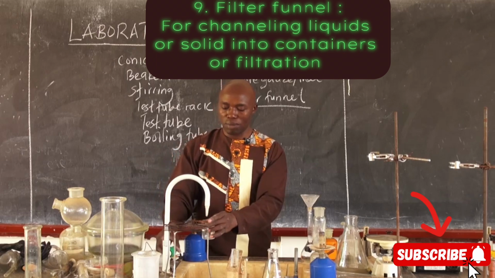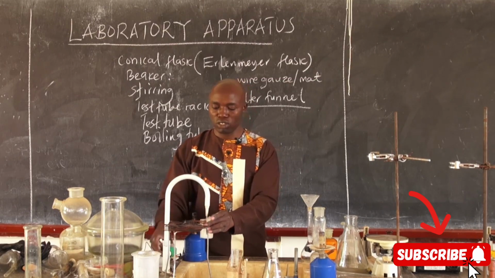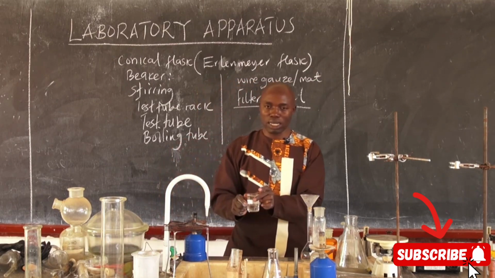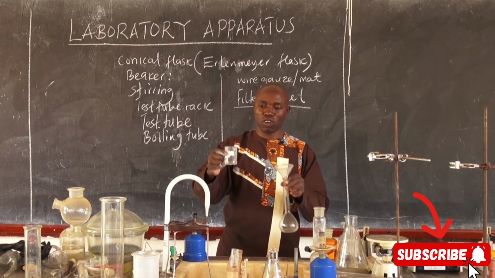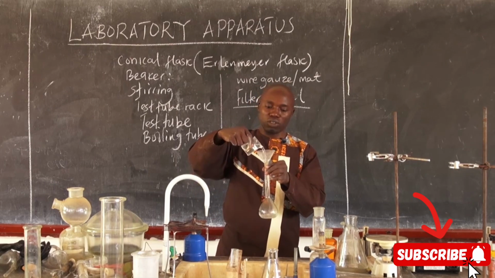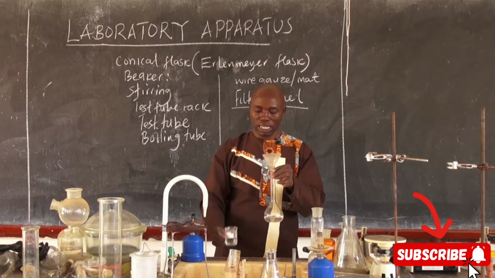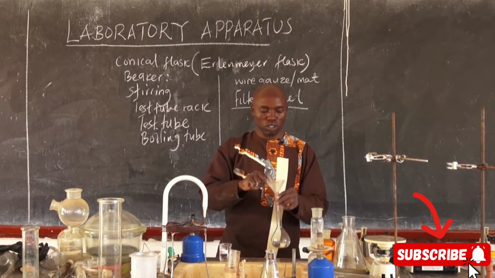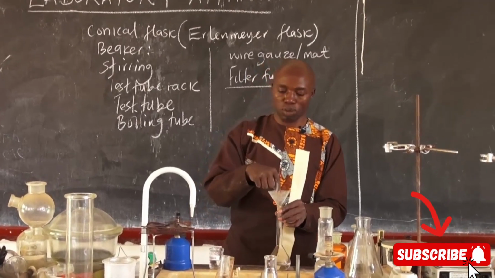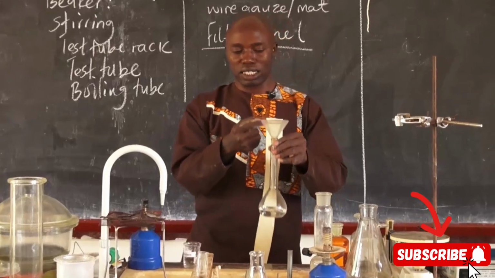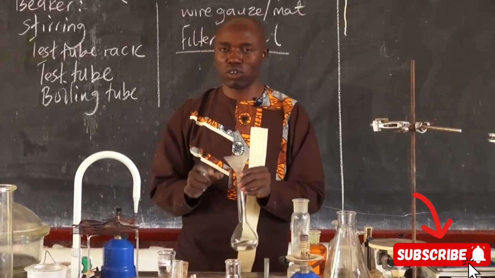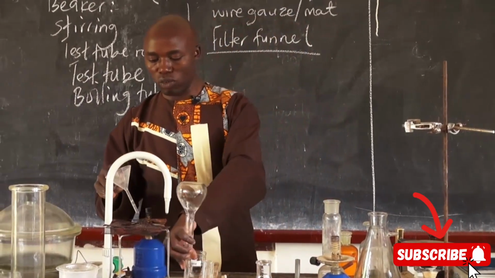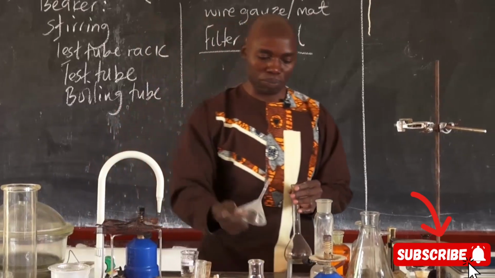And also a funnel can be used in the filtration process to filter a liquid substance from a solid substance. So if I wanted to channel water without having any spilling, I can use the filter funnel. We can also channel powdered substance. I can pour a solid through here that it can go in safely without spilling down. So that's what we call a filter funnel.